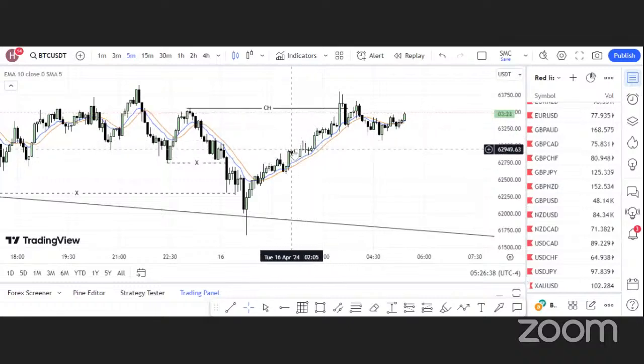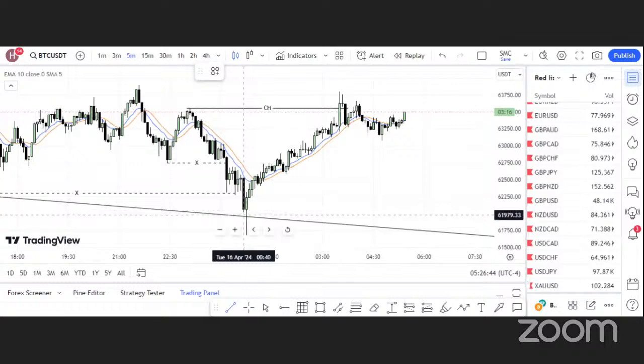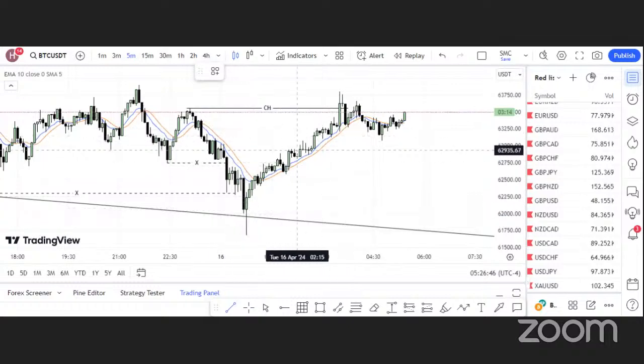So we have a break of structure. We have multiple break of structures here. Even though they are tiny, doesn't matter. We call them the internal break of structures. Okay. All right, so for this, we have this other block.